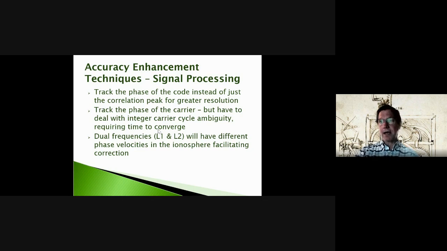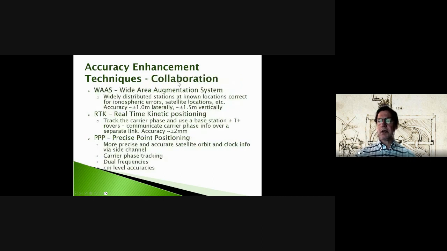So we can take advantage of that, and we know that if we measure it at L1 and L2, we can make a linear approximation to that and interpolate, solve a linearized equation and come up with a correction for the phase velocity in that ionosphere. Still just an approximation, but it takes us a long way to compensating for that effect of the ionosphere. So all these are things that we're dealing with at the signal level.